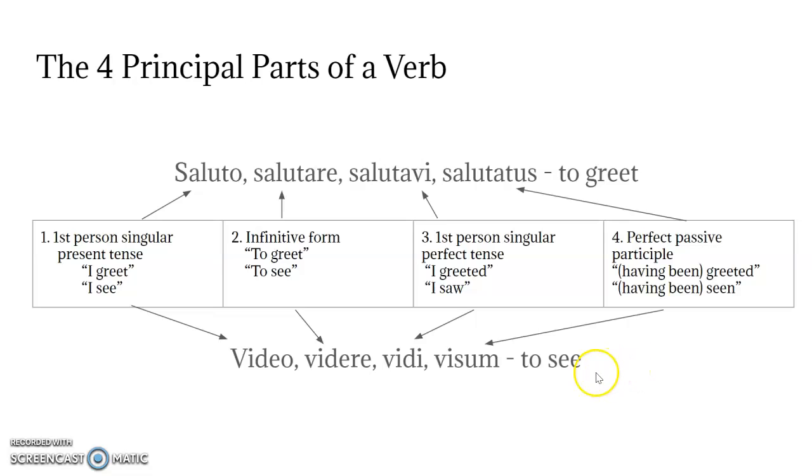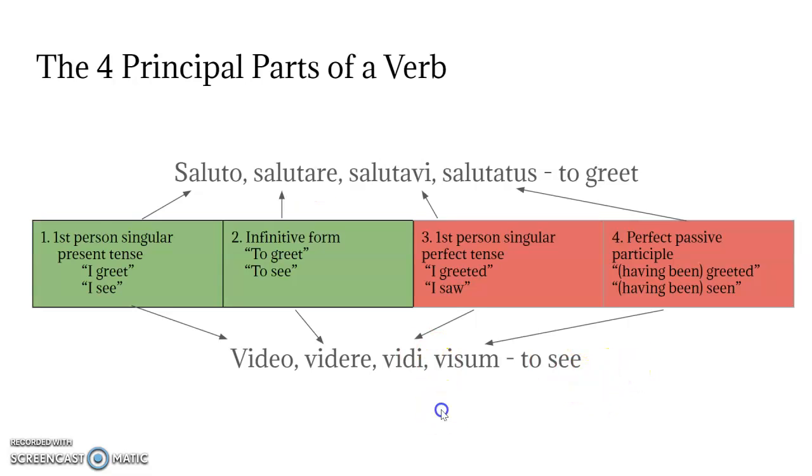So let's look at this in Latin a little more closely. Here are 2 different verbs that you would see in a Latin dictionary. Saluto, salutare, salutavi, salutatus, which means to greet. Or video, videre, vidi, visum, which means to see. Here in the middle, I have a key telling you what each of these 4 principal parts is doing. For right now, we're only really concerned about the first 2 principal parts.